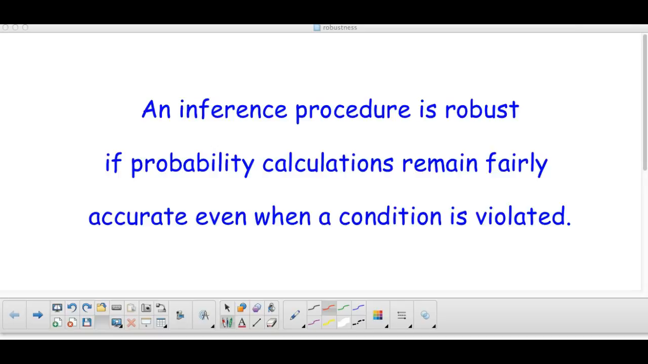We've been doing confidence interval calculations for a single mean for a while now, and today we're going to take a look at robustness of t-procedures. An inference procedure is robust if probability calculations remain fairly accurate even when a condition is violated. That means if we're creating 95% confidence intervals, the procedure will be robust if 95% of those intervals would capture the true value of the population mean in the long run.